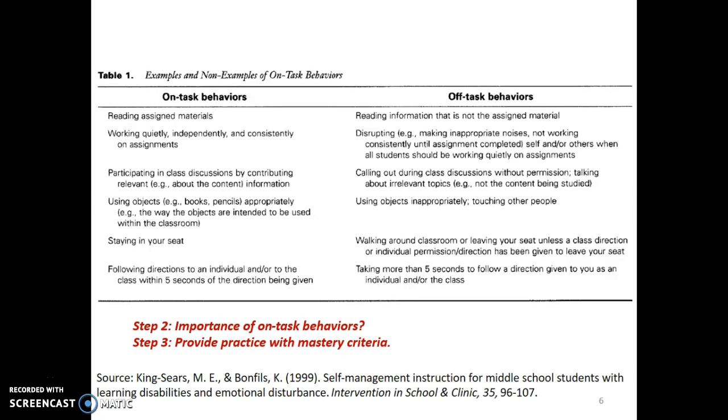Step 2 is to discuss the importance of the student doing these on-task behaviors. Step 3 is to provide practice with mastery criteria. The mastery criteria is that you would want the student exhibiting all of the on-task behaviors all of the time and probably not doing any of the off-task behaviors, or you would want those occurring very infrequently. So this would be the time during step 3 to call that out to the student.